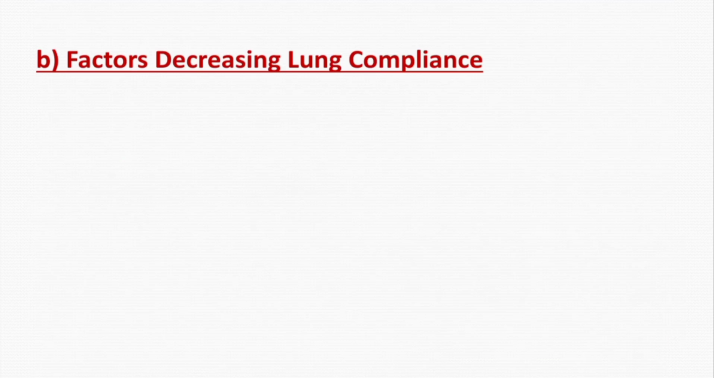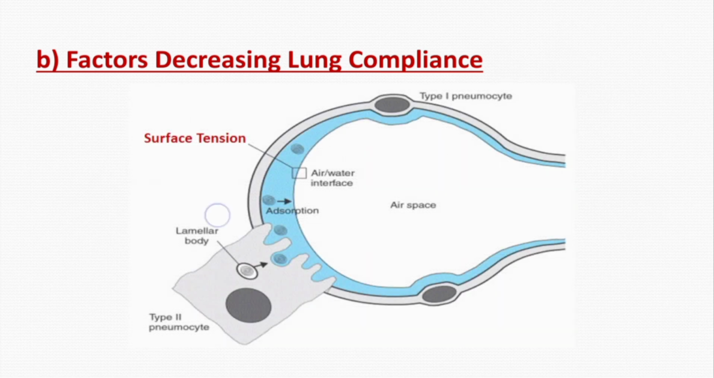Then there are certain factors which decrease lung compliance. Now, can you name any physiological factor which decreases lung compliance? Yes, of course, it is the surface tension present at the surface of the fluid lining the walls of the alveoli. This surface tension naturally tends to decrease lung compliance.